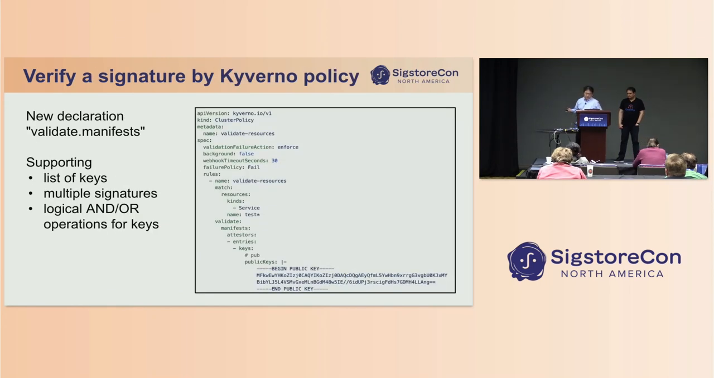This mechanism is actually embedded into the Kyverno controller. To configure this signature verification, we can use the Kyverno policy. The new declaration, validate manifest, is defined like this. The resource to be signed is specified, and also the public key is specified in this policy. This policy has other extended use cases, like a list of keys and multiple signature verification, and more complex cases with logical and/or operations between the keys. You can define that kind of complex case in this Kyverno policy.